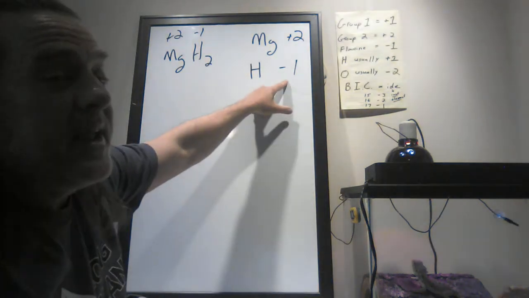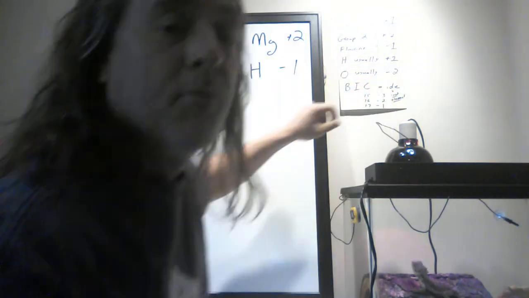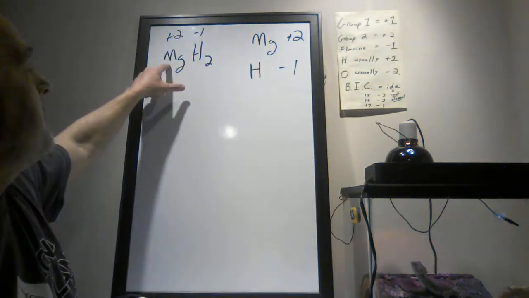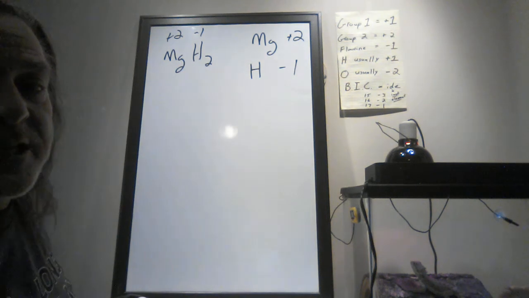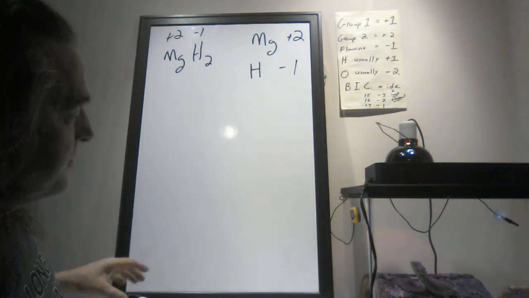When H is a -1, remember it's a non-metal, it's going to be the second or the last one. That's going to be an IDE rule. This is going to be called magnesium hydride. That's when we use hydride for hydrogen, when it's the -1 in the compound.